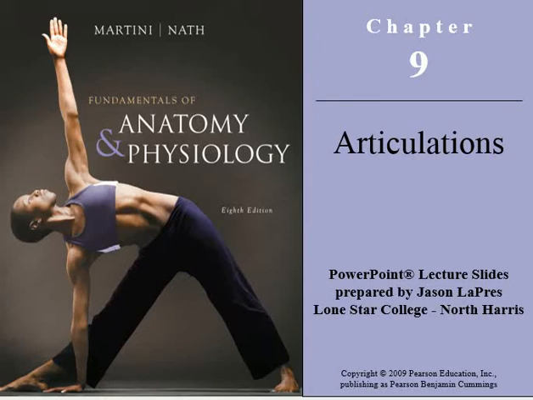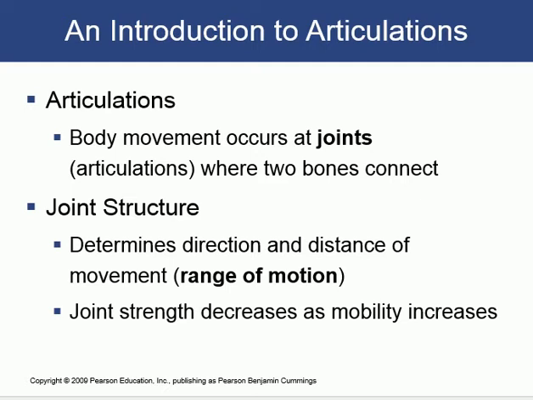Okay, chapter 9, articulations. An articulation basically means joint. Articulation is the joint that forms between two or more bones. Two or more bones articulate with each other. Usually it's two. The joint structure that we will discuss will determine how much you can move the joint, which is called the range of movement. The stronger the joint, the less mobile it is.